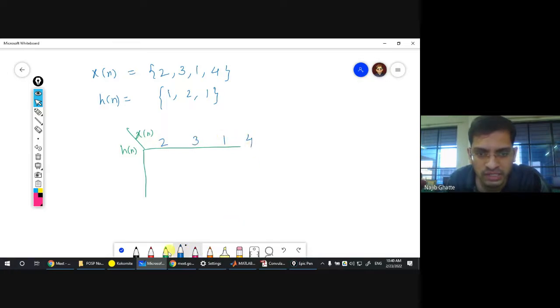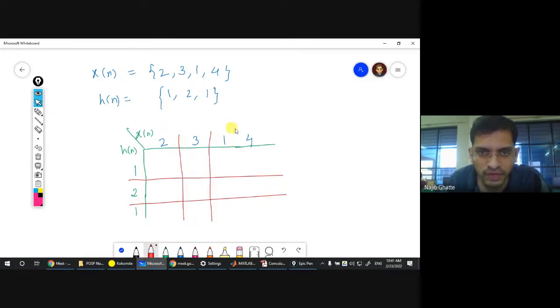I just need to extend this line. 2, 3, 1, 4. Now similarly, what is h of n? 1, 2, 1. Understood? Now I need to draw these skeletons once again so that it becomes easy for me to complete the stuff. Don't forget, the arrow is over here and the arrow is over here. This is 2, this is 1.